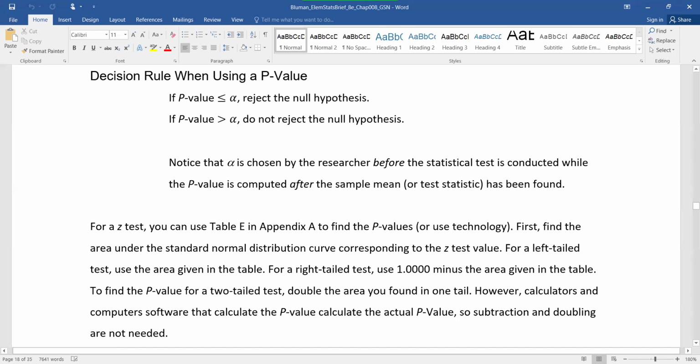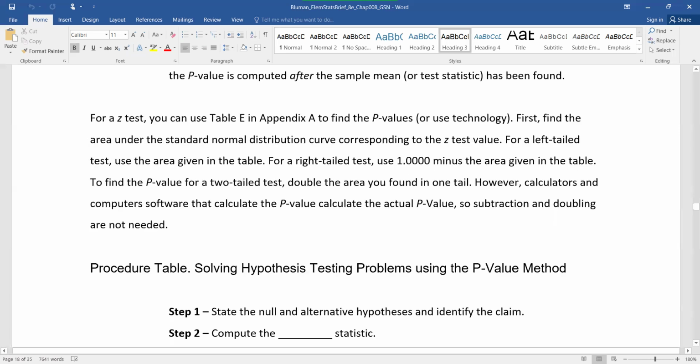All right, so the decision rule. If the p-value is less than or equal to the alpha, we reject the null. If it is greater than the alpha, we do not reject the null, or we fail to reject the null. Notice the alpha is chosen by the researcher before the statistical test is conducted, so you don't have to worry about that, while the p-value is computed after the sample mean or the test statistic has been found.